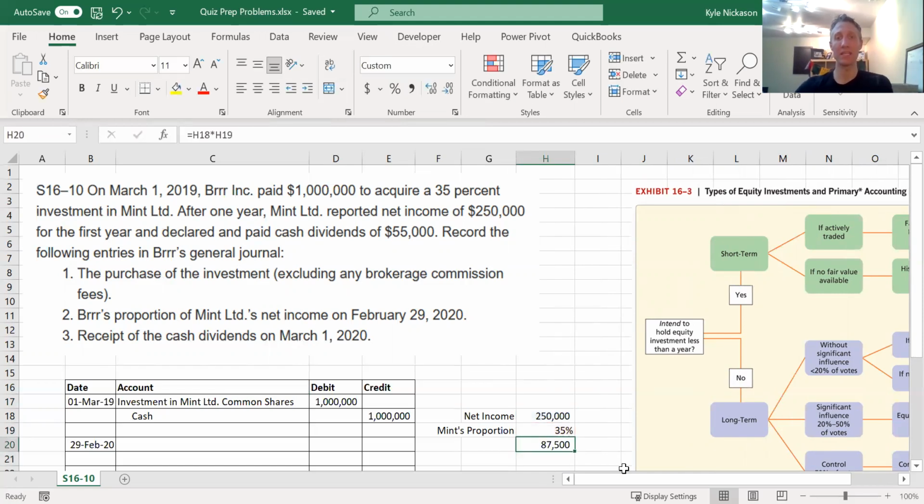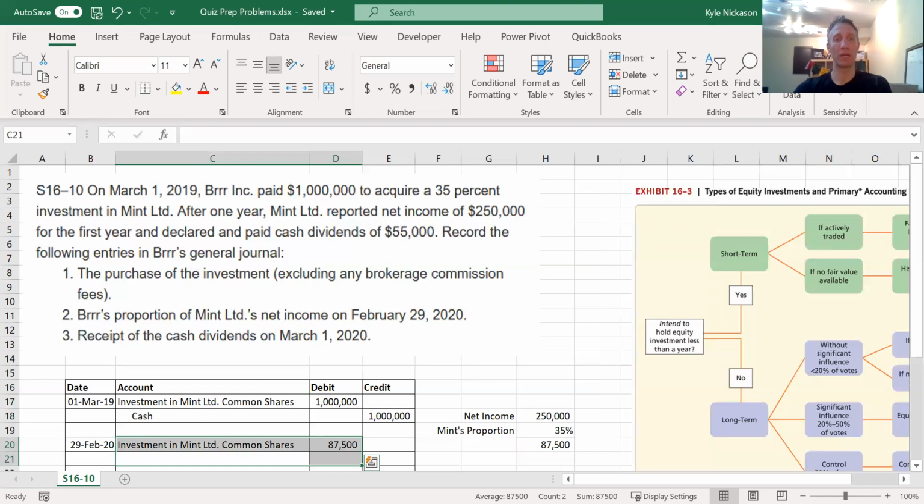That gives me 87,500. But from a journal entry perspective, what do I do with this amount? Well, I'm going to debit my asset account. I'm going to debit this investment account. My investment earned $250,000 in total of net income. Of that, Mint or Burr Incorporated owns 35% of that net income, or 87,500. So I've got my debit here.